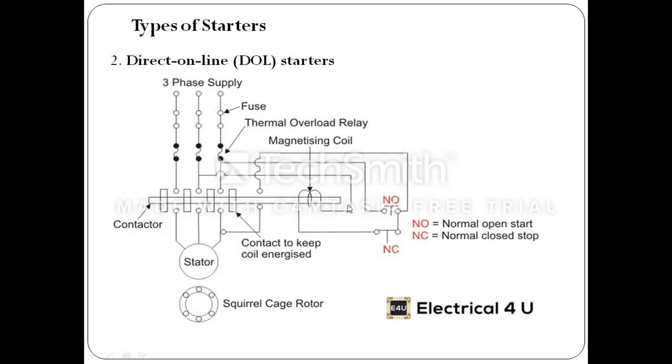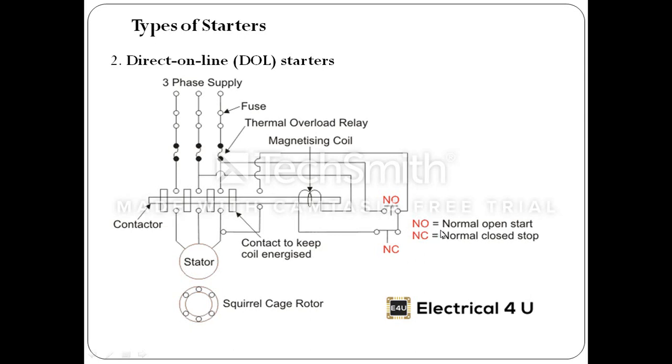Now the second type is the direct online starter, also called the DOL starter. The connection diagram of the DOL starter is as shown in the figure. Here a three-phase supply is given to the stator winding, and a fuse and relay are used for protection purposes. Then contactors are placed between them. Then a magnetizing coil is used in it. There are two types of contacts used in the figure, NO and NC.